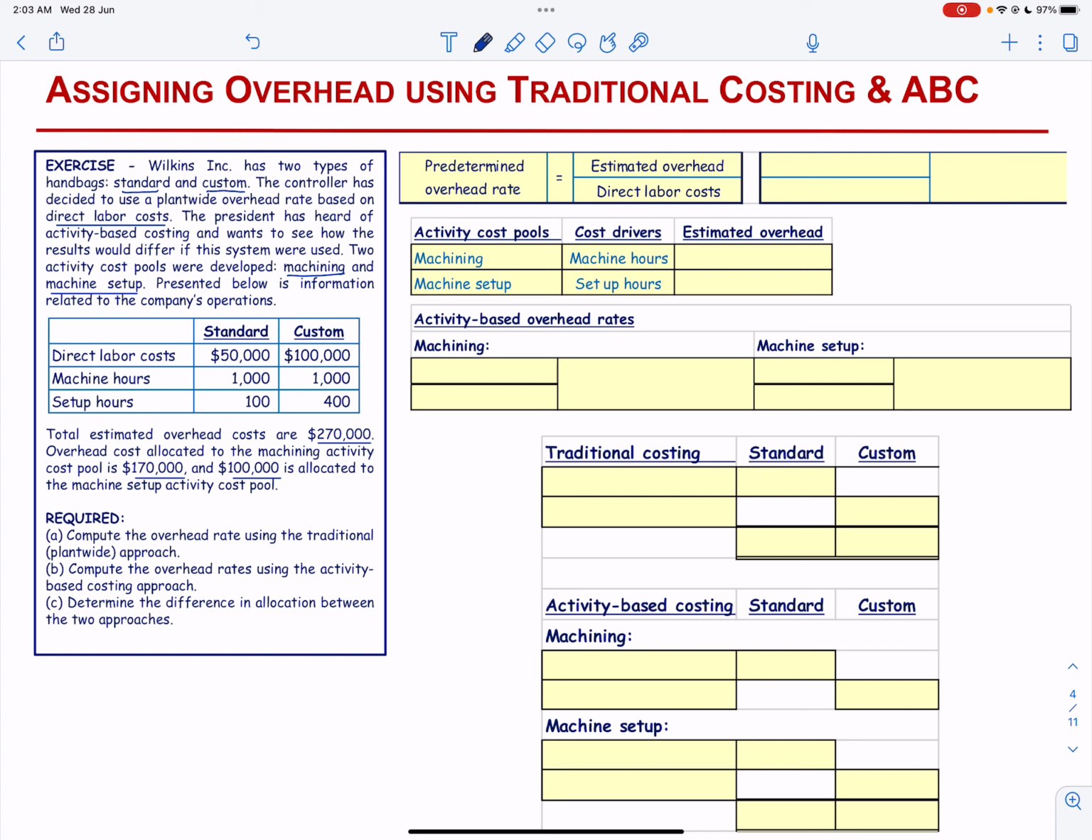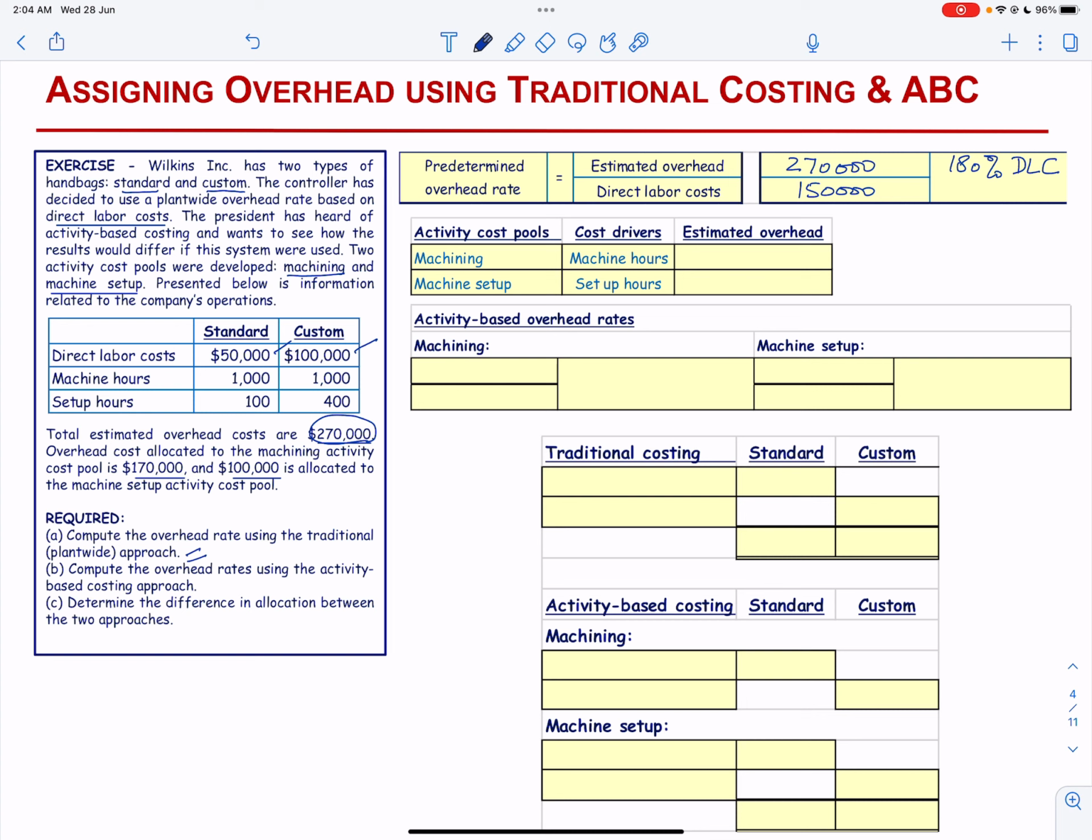We are required to compute the overhead rate using the traditional plant-wide approach. So for this we are going to determine the overhead rate, and this is equal to the estimated overhead, that is 270,000, divided by the direct labor cost, and direct labor cost is 50,000 plus 100,000, that is 150,000, and this will be equal to 180% of direct labor cost.